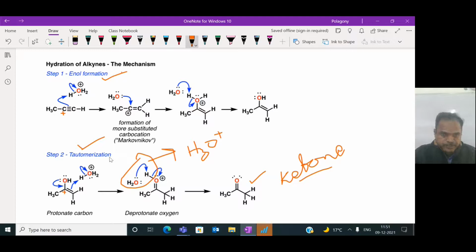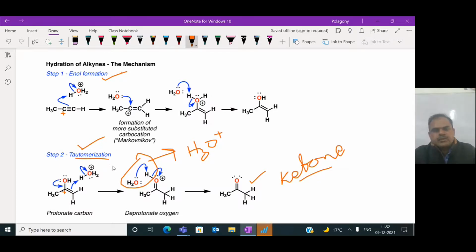There is a proton shift. When the proton shifts from the alcohol oxygen to this carbon, this proton is shifted to this carbon. So this proton shift from oxygen to the carbon within the molecule is said to be tautomerization.